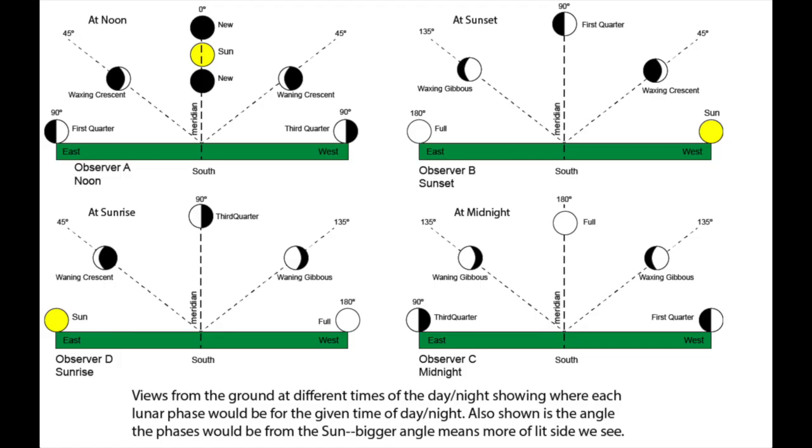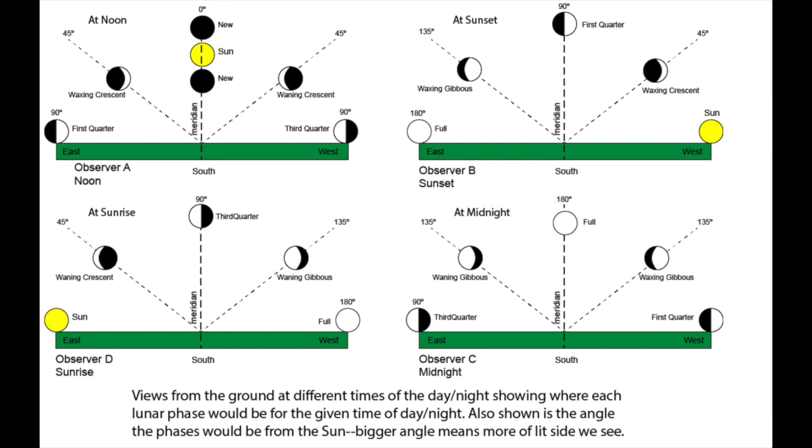The full moon is 12 hours behind the sun, so it is rising at sunset, as shown in the top right observer B picture, gets up highest at midnight, crossing the meridian at midnight, as in the observer C bottom right picture, and then sets in the west at sunrise, as in the observer D bottom left picture. The waning gibbous is lit on the left side.